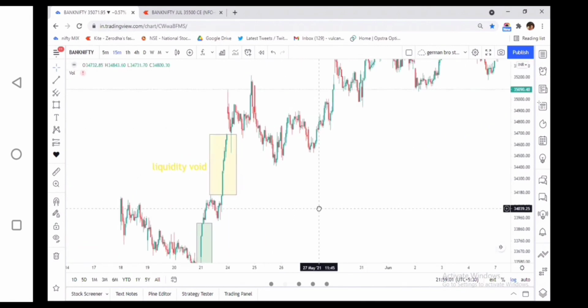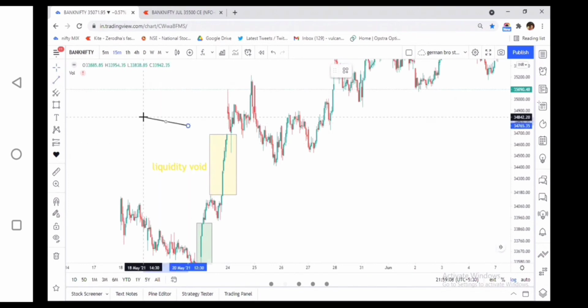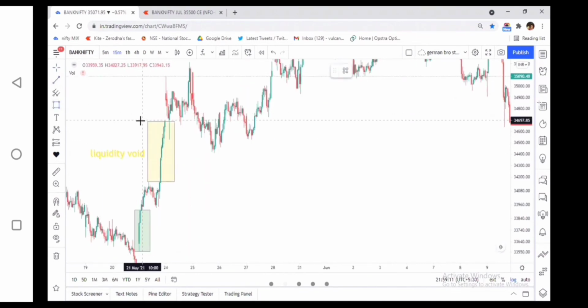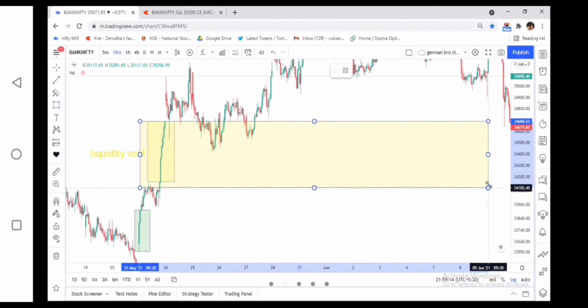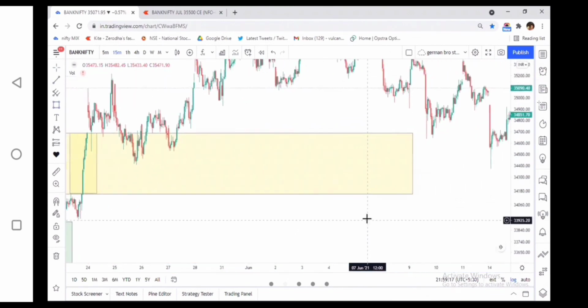When we short the market, we will be assured that there will be a liquidity void below the 1 2 3 structure, so we will be sure that the market will go and fill that void.